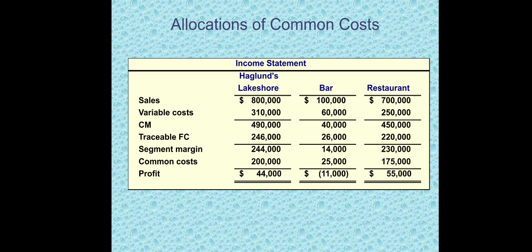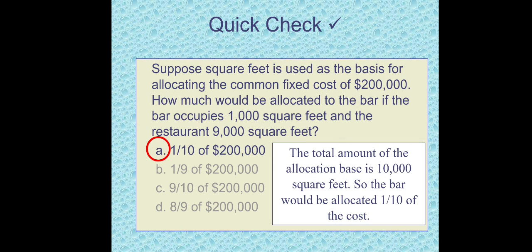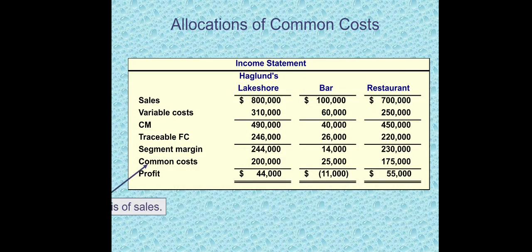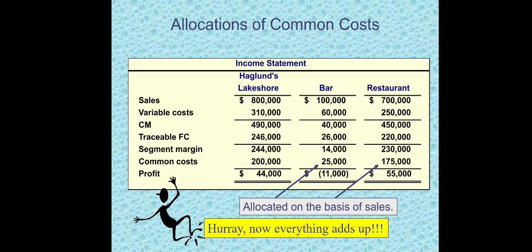So let's see the previous question. 1 over 10 times 200,000 is supposed to be 20,000, isn't it? 20,000 and 180,000. So maybe the calculation here is not correct. But this shows if the business allocates common fixed cost to the bar segment and restaurant segment, you can see what will happen. The bar segment is making a loss. The restaurant is making profit, but the profit is smaller than the segment margin.